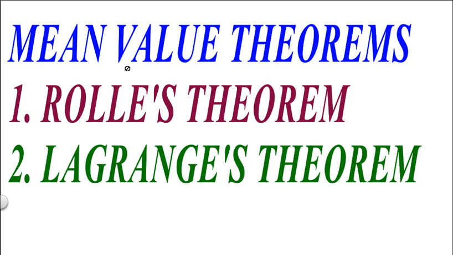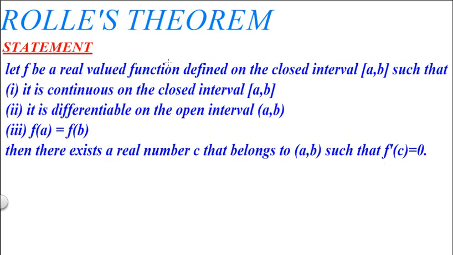Right. So we will go step by step. The first theorem is Rolle's theorem. Let us go to the statement of the theorem, which says: if f is a real valued function defined on the closed interval [a, b], such that, suppose you have one function f of x, that can be a polynomial function, anything. It should be continuous, it should be differentiable, the second condition, and the third condition is f of a should be equal to f of b.